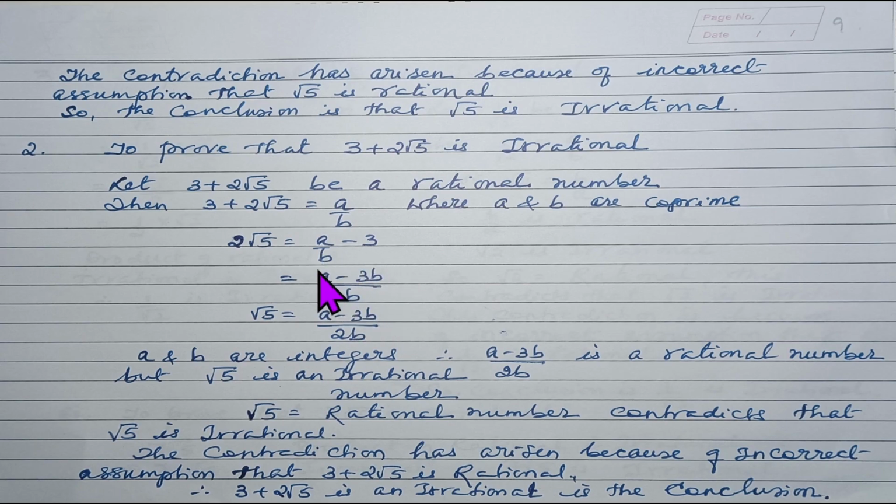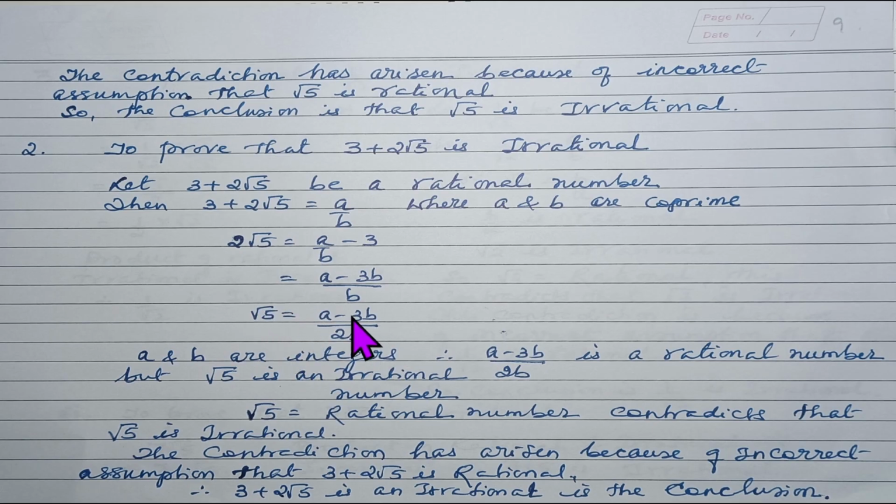That means a is an integer, b is an integer, again b is an integer, the numerator is an integer, the denominator is an integer, and the whole thing is nothing but a rational number. That means on the right side, (a minus 3b) by 2b is a rational number. But we already know that root 5 is irrational. So how is it possible that an irrational number is equal to a rational number? That is impossible.